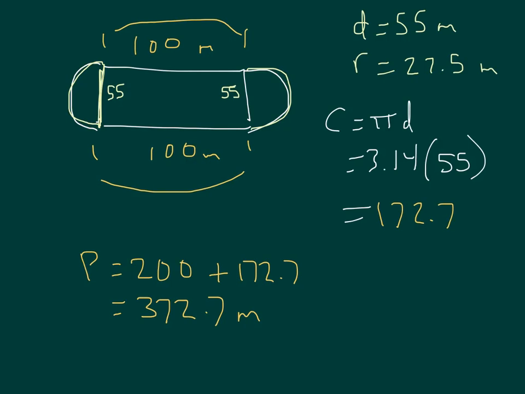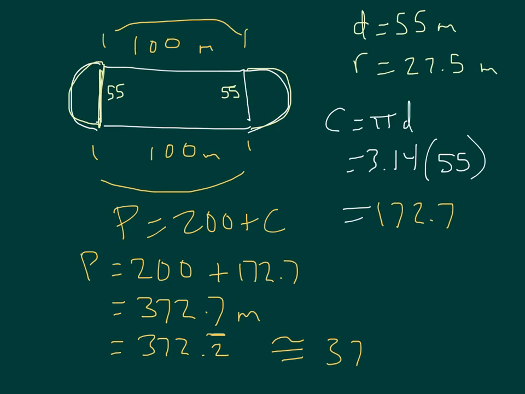And that's it. It would be wise for you to probably explain in a few words what you were thinking, how you knew to do 200 plus C as your perimeter. Kind of makes your plan a little more clear and helps with your thinking mark a little bit. That being said, it's important that you read the whole question, and the question asks you to go to the nearest meter. Since this is 0.7, that's above 5. So 372.7 rounds up to approximately 373 meters.